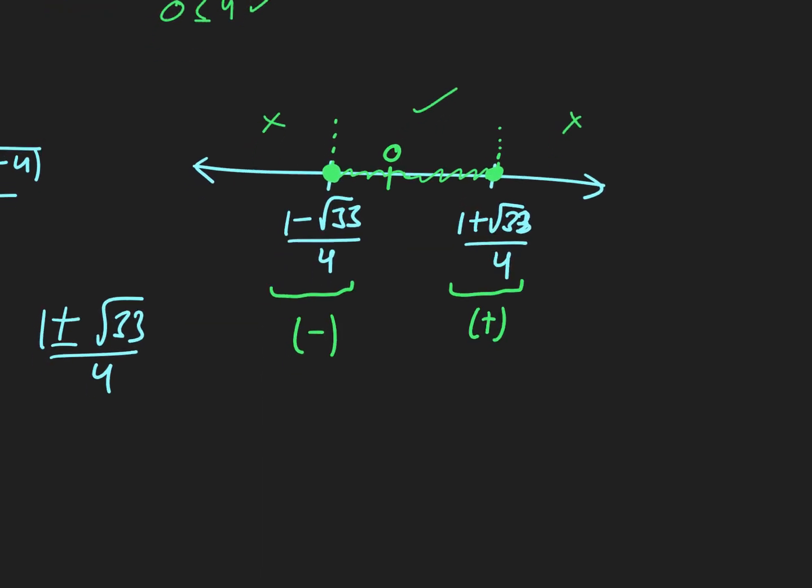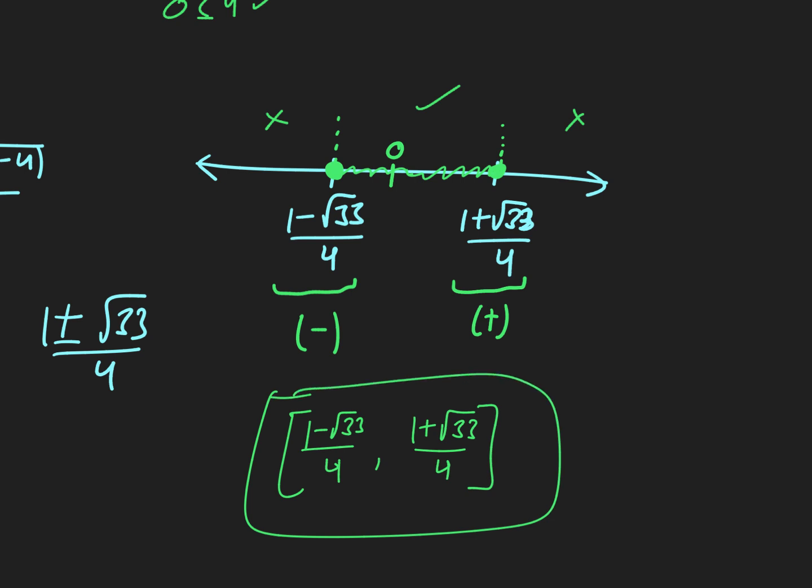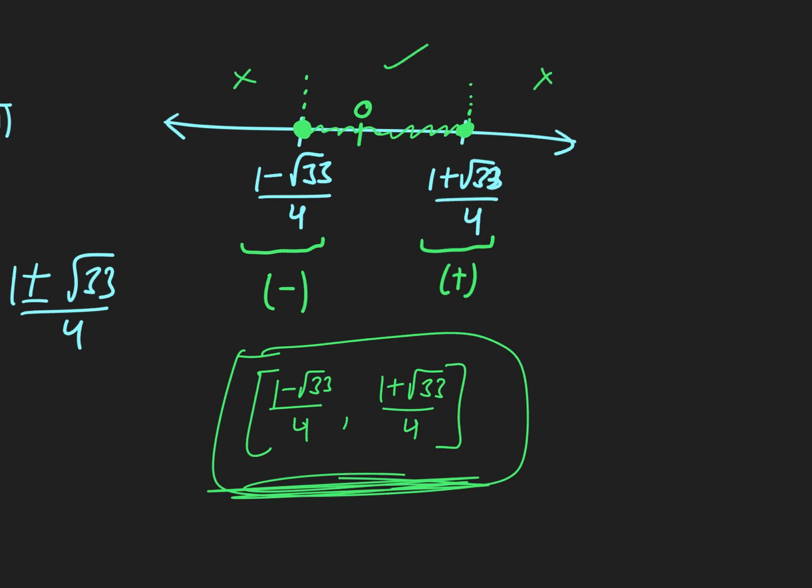Now, writing our answer in interval notation, it's going to be bracket 1 minus the square root of 33 over 4, comma 1 plus the square root of 33 over 4. And then that's our final answer. This is the answer that you would circle or you would write on that line, the one in interval notation.